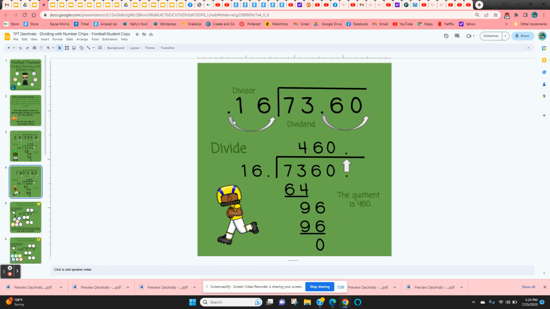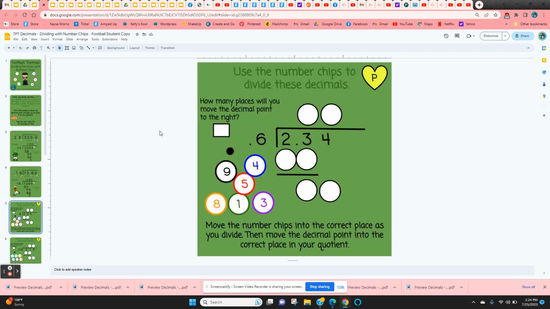It gives another example of when we need to move that decimal point 2 places to the right. And it gives a solution to that one. Well, starting on slide 5, students are going to be moving these number chips into the correct place to do the division. They're also going to move the decimal point into the correct place in their quotient.